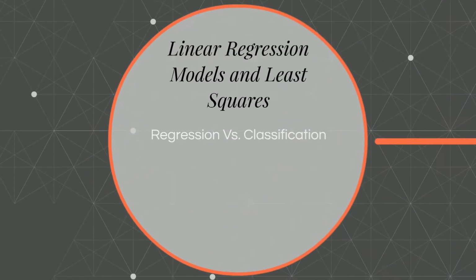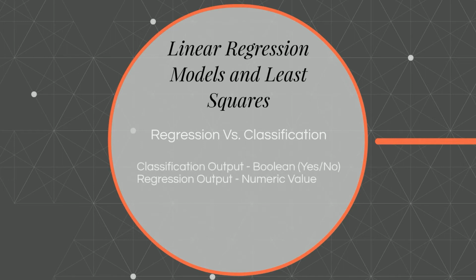Okay, so linear regression models and least squares. Let's really quickly talk about regression versus classification. In classification, we are looking for a Boolean output. Yes or no. Is this object in a particular class? Yes or no. When the output is a numeric value, what we want to learn is not a class, but it is a numeric function.